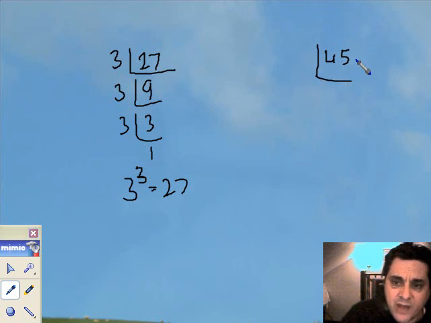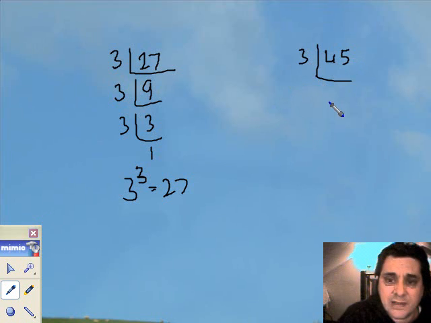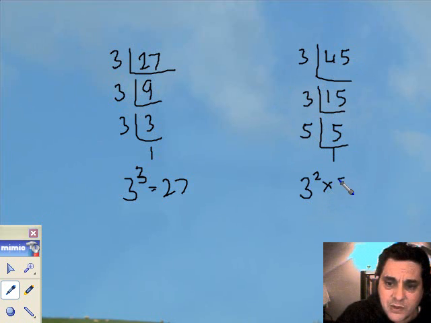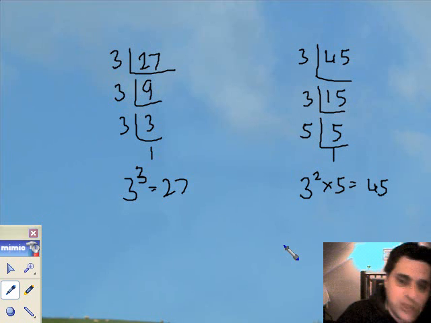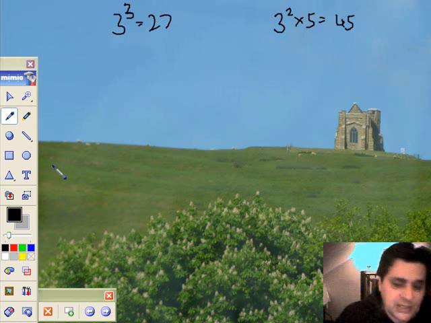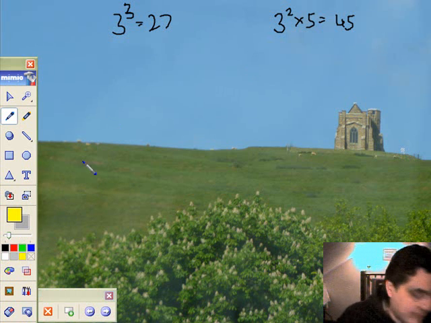Do the same to 45. 2 doesn't go into that, but 3 does, 15 times. 3 goes into 15 five times, and the next prime number after 3 is 5, which goes into 5 once. So I've got 3 to the power of 2 multiplied by 5. That will make 45. Now that bit you know. It then says use your answers, those up there, to find the highest common factor of 27 and 45.